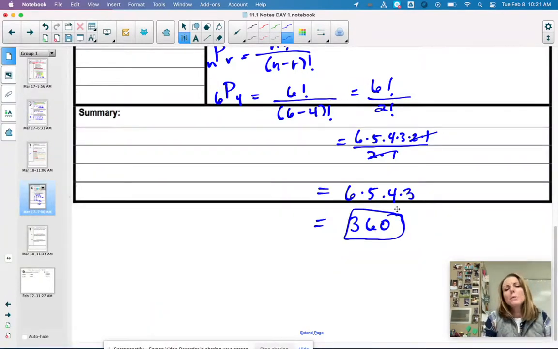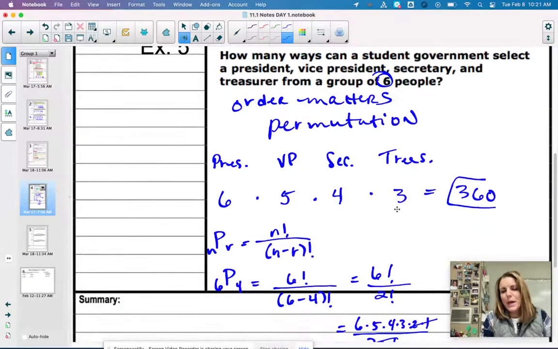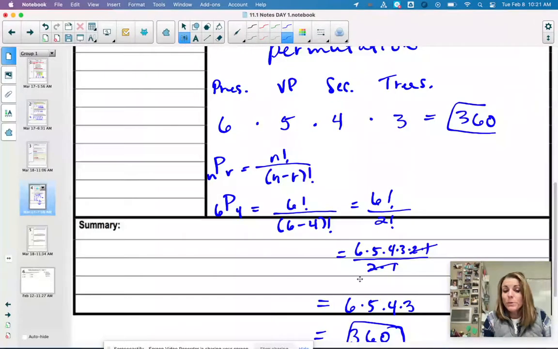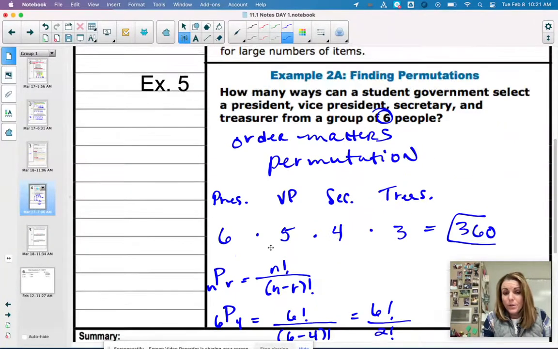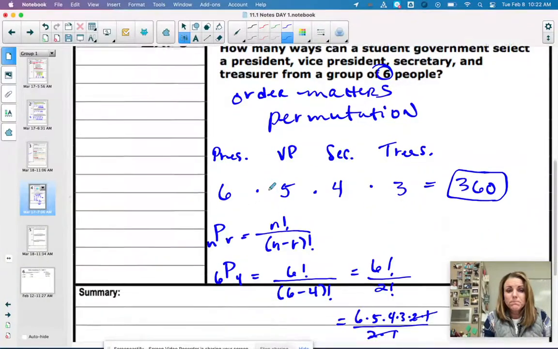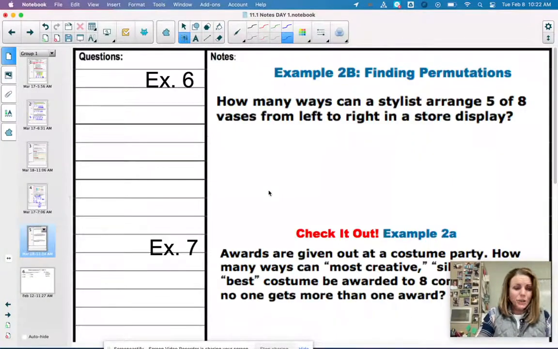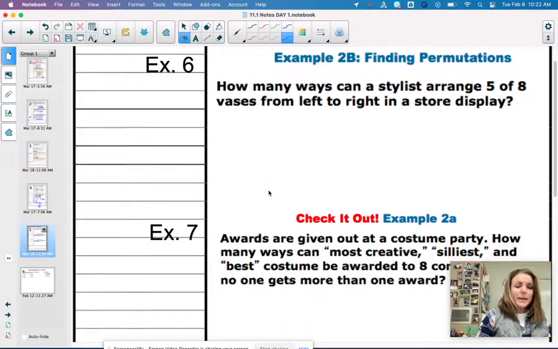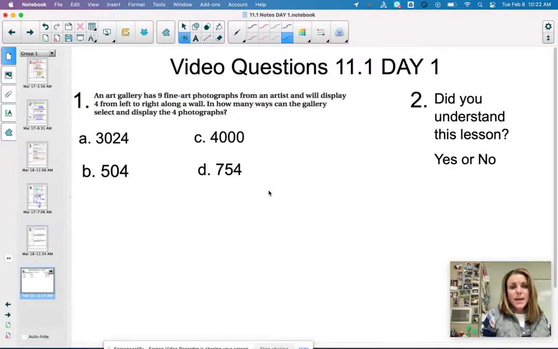So we solved this problem 2 different ways. You don't have to do that, but in class I'm going to demonstrate how to do that. One way we used the permutation formula, and the first way up here, we used the fundamental counting principle. We're going to do 6, 7, and 8 in class, and here are your video questions.